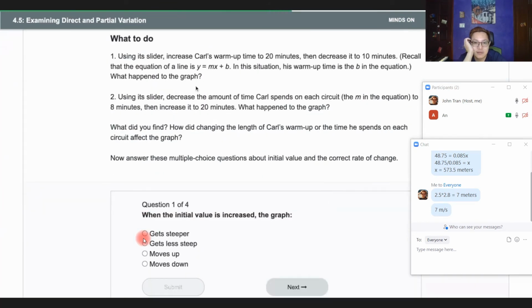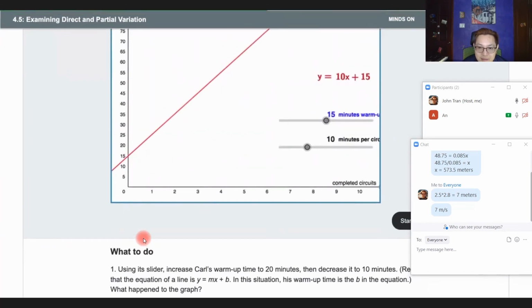So you have to use a slider on that graph. Increase Carl's warm-up time to 20 minutes, and then decrease it to 10 minutes. Record the equation and the lines. Okay. What happened to the graph? Okay, let's try it. Just try it. You slide the slider, you can see.